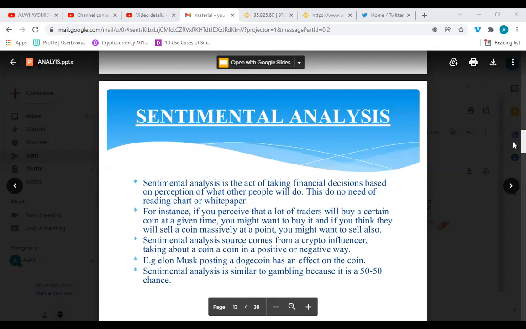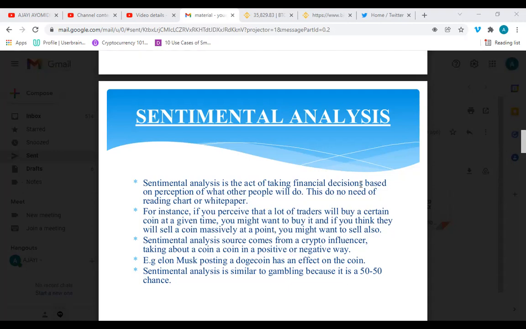So let's get started. Now I said we have the types of analysis. We have the fundamental analysis, the technical analysis, and we have the sentimental. This sentimental is not actually recognized by most people, but it's also a way of analyzing markets. Okay. Now sentimental analysis is the art of taking financial decisions based on the perception of what other people will do. You don't need to read any chart or any white paper. It's just like you taking advantage of what you think other people will do. That's what sentiment analysis is.